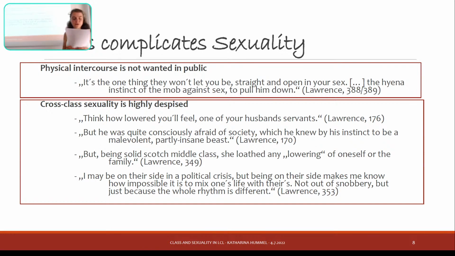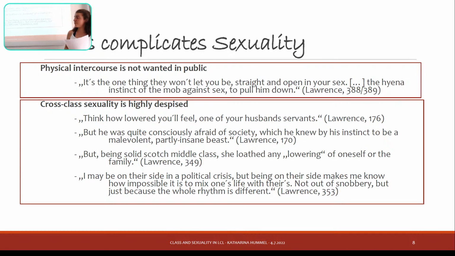You can read them, I will read them. "Think how lowered you'll feel. One of your husband's servants," is from Mellors when he talks to Connie. So he sees this, okay, I'm lower class than you, and it is lowering for you that you engage in sexual things with me. Another one is, "But he was quite consciously afraid of society, which he knew by his instinct to be a malevolent, partly insane beast." It's also about Mellors, who really thinks, okay, society and class is difficult if we engage in sex, him and Connie.